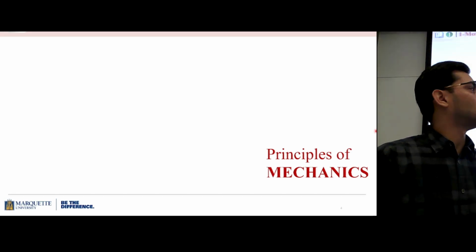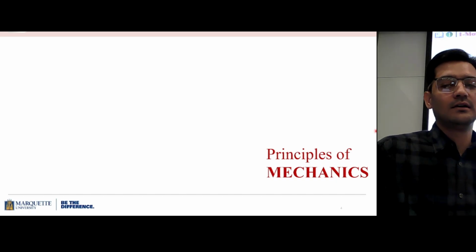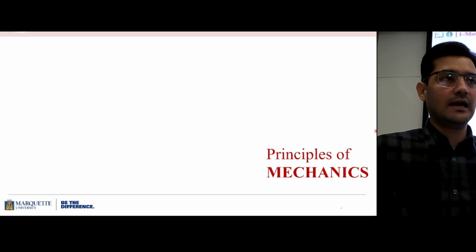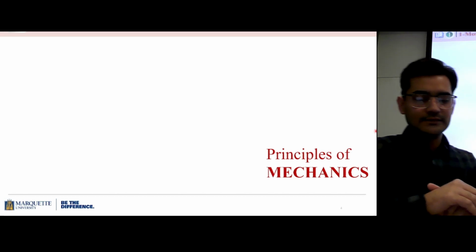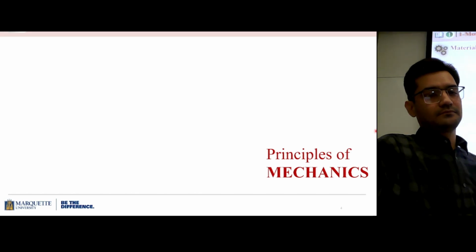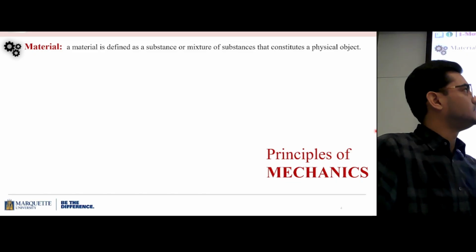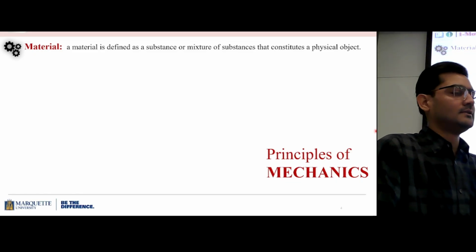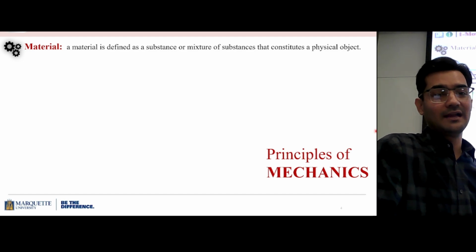So we know what material is. We need to know what mechanics is. Mechanics is basically the principles of mechanics which are at play, and that's how things happen. Material is any substance that constitutes a physical object. Everything is made up of material. So it's pretty clear what material is.